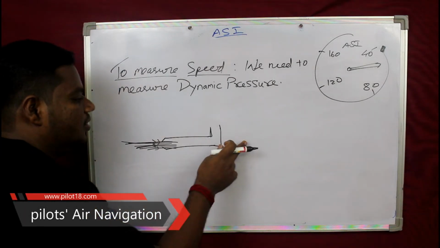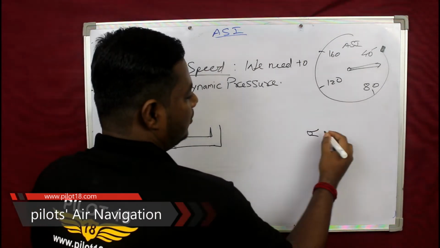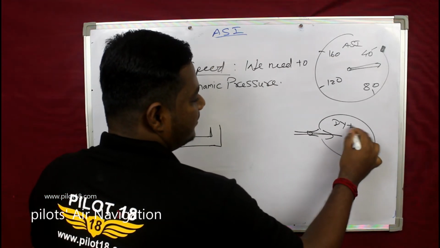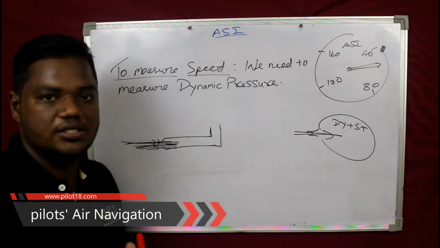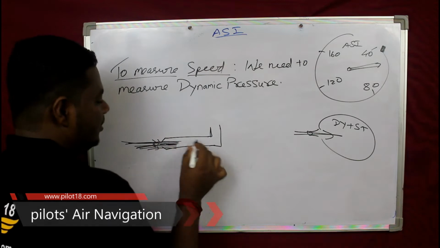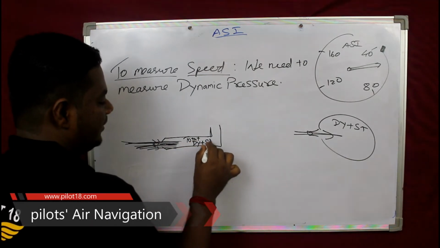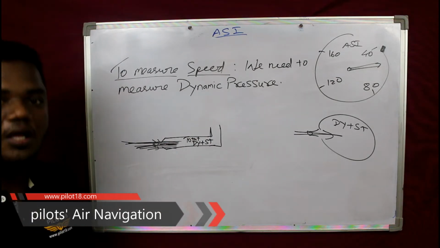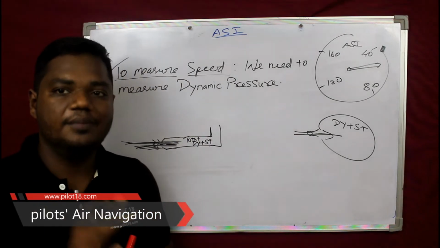But the problem is, when we are moving, in the pitot tube, or earlier in the balloon, dynamic plus static both come inside. Static pressure, as I already explained, is always present. Likewise in the pitot tube, total pressure, which means dynamic plus static, both get into the pitot tube. But to measure airspeed, we need dynamic pressure only.